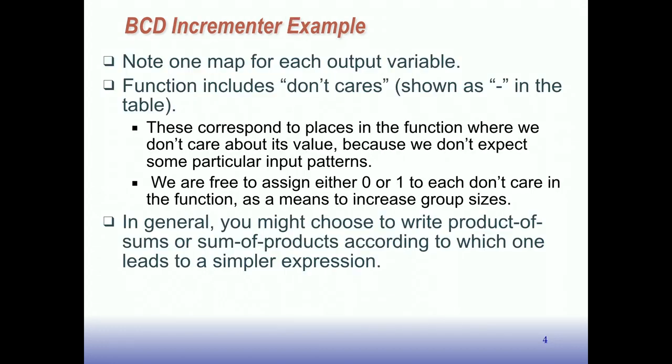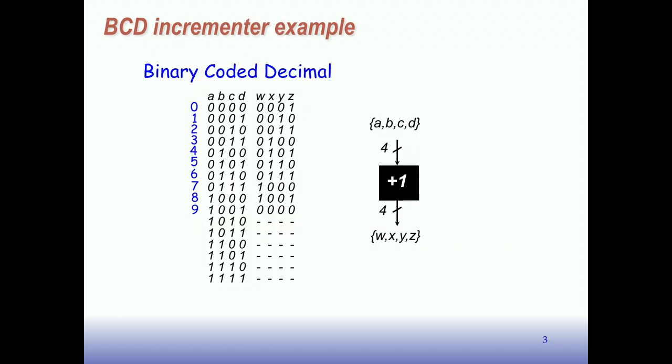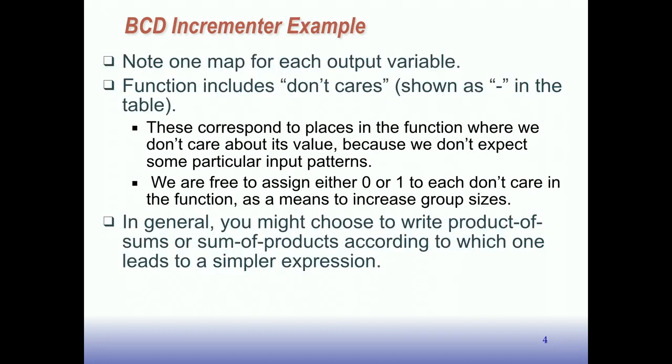The interesting thing here is that we have these don't cares. In the truth table here, I put these dashes to correspond to where we don't care what this output function is. We're free to choose either a 0 or a 1 in these places, because we can assume if this is a binary coded decimal incrementer, these will never appear as inputs. So we don't really care what the circuit does in those cases. So that's an extra degree of freedom that we can use. And using don't cares often helps us simplify the logic. I'll show you how that happens here in a minute. So the function includes don't cares.